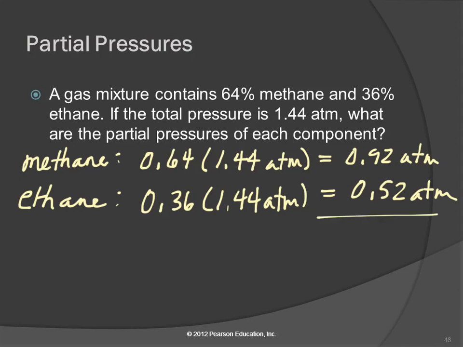Now, as a check, you should be able to add those up and come up with the total pressure. You might get a little variation in that uncertain digit, but it should be really close. If it's not, then you did something wrong. Any questions?